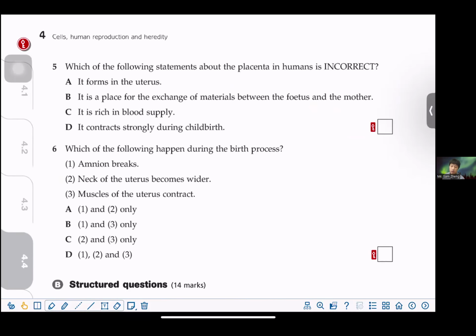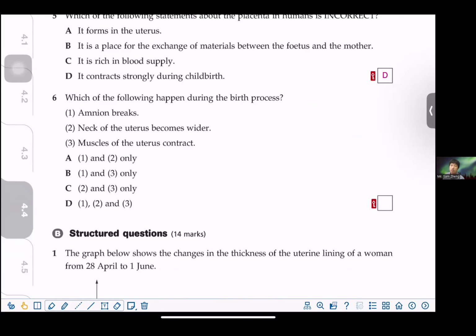Next, which of the following statements about the placenta in humans is incorrect? It should be D. It will not contract strongly during childbirth, as we have gone through during the lesson.